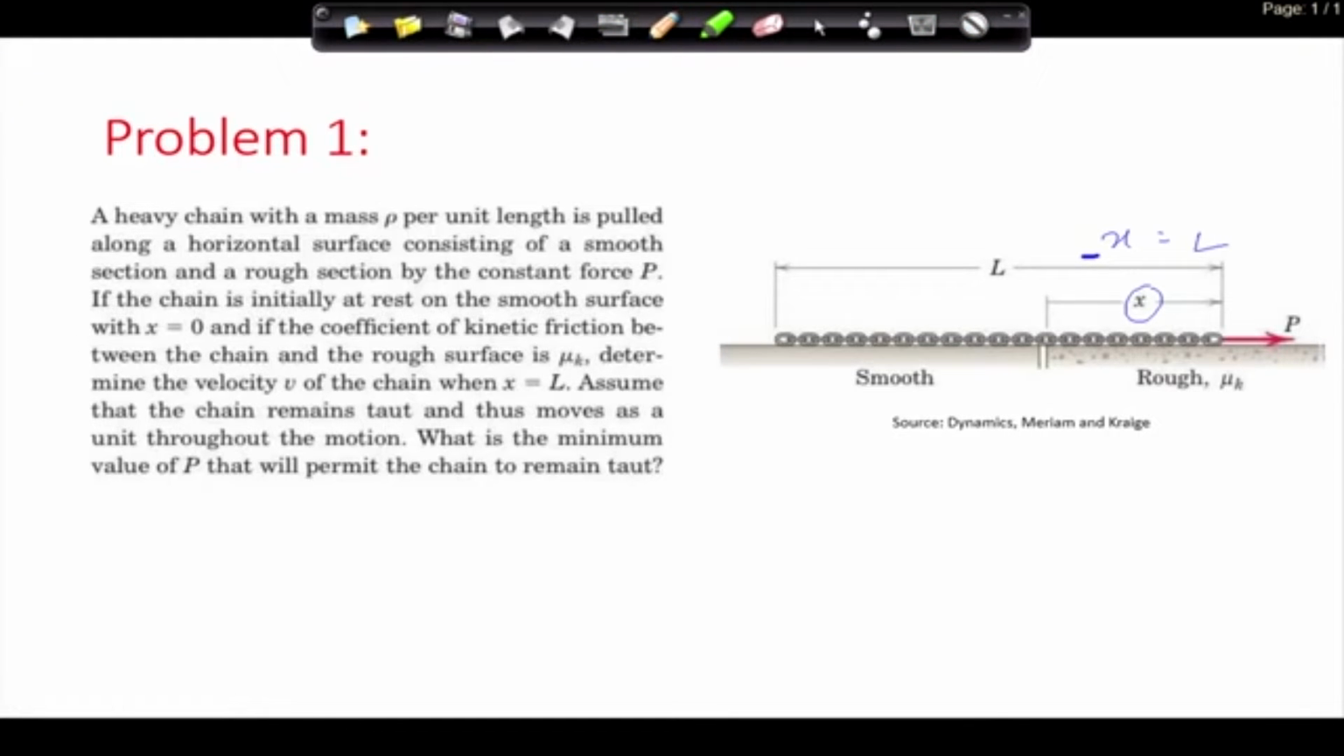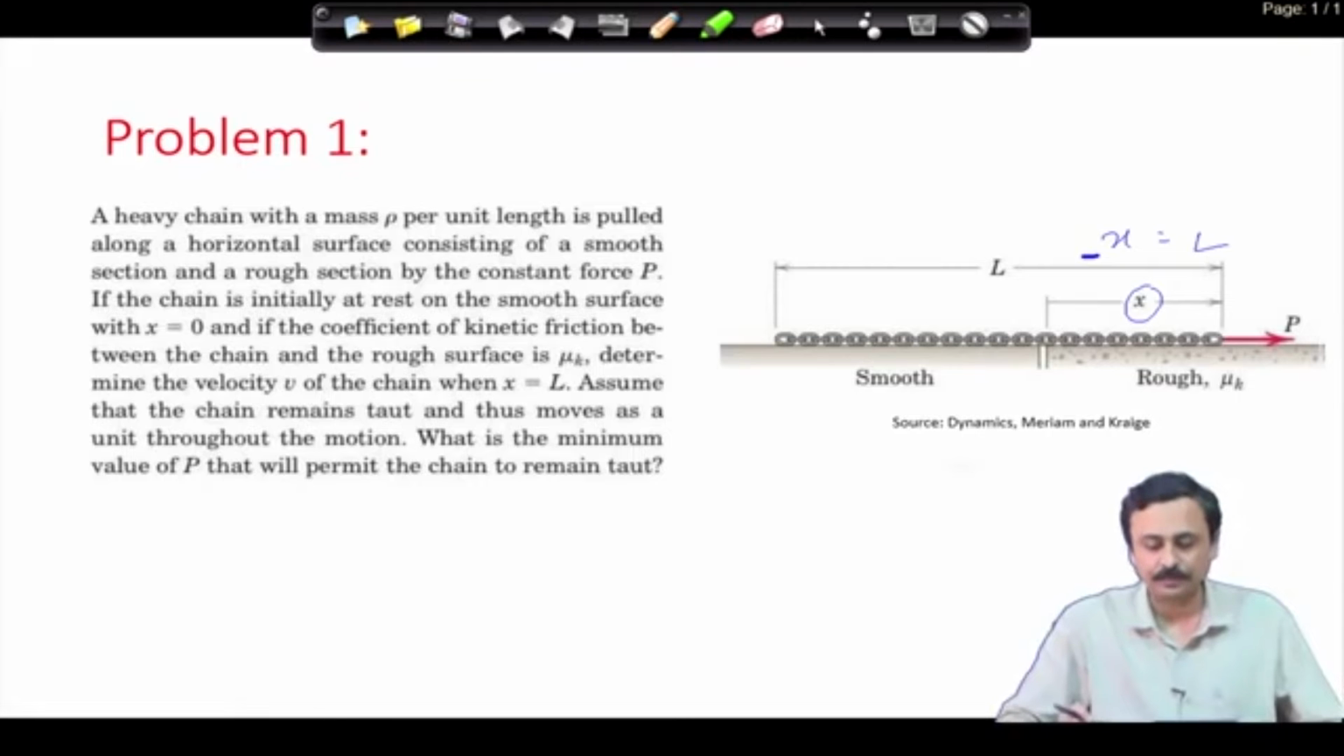You have to assume that the chain remains taut and thus moves as a unit throughout the motion. A linked chain can collapse, as you can understand, because it cannot sustain compression. If you try to compress a chain, it will collapse. Here we will assume that it is always in tension, and the second part of the question, what is the minimum value of P that will permit the chain to remain taut? This is the second part of the question which we have to find out. So, we have to find out the value of P for which there is no collapse.